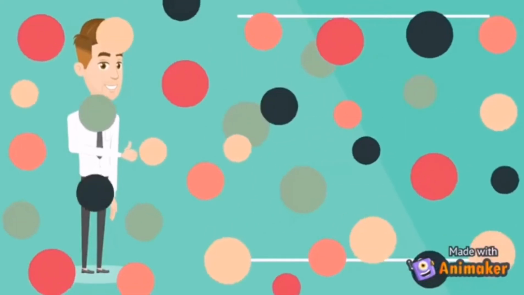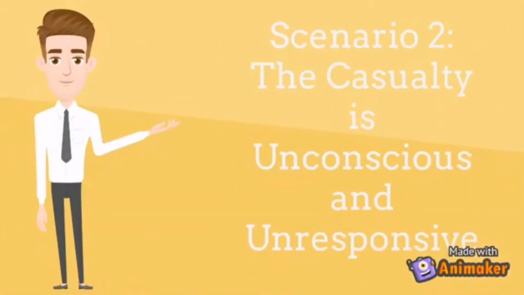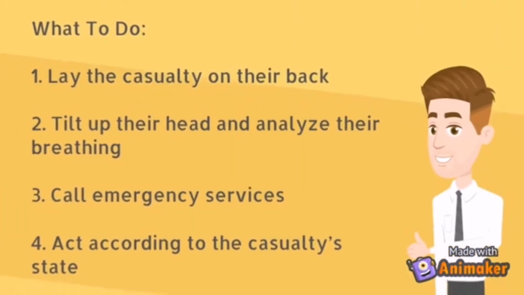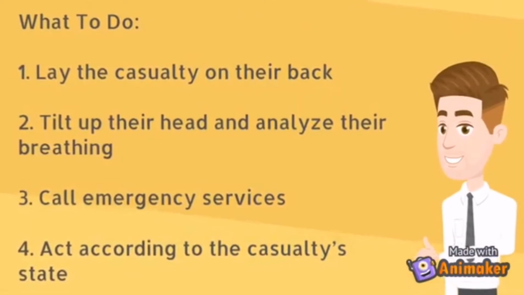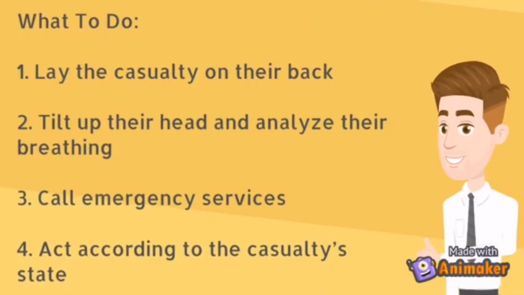And the second scenario, the casualty is unconscious and unresponsive. These are the things to do. Lay the casualty on their back, tilt up their head and analyze their breathing, call emergency services or the ambulance, and lastly, act accordingly to the casualty's state.